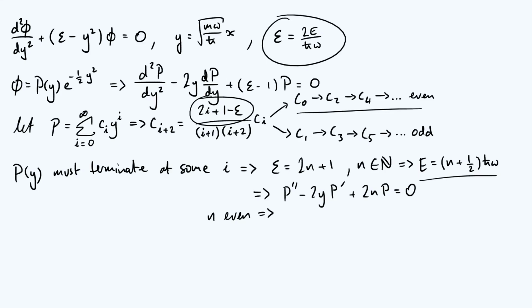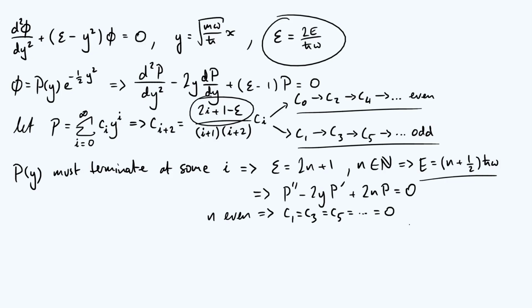But the flip side of this is that your odd solution, which has only odd powers of y, is not going to terminate because n is even. And so when you're going through all the odd values of i, then it's never going to hit n, and those odd powers are going to keep going. So that implies that C1 and C3 and C5 and so on all have to be 0. Otherwise, your odd part of your solution would go to infinity when y goes to infinity.